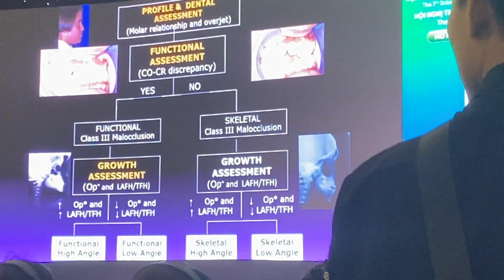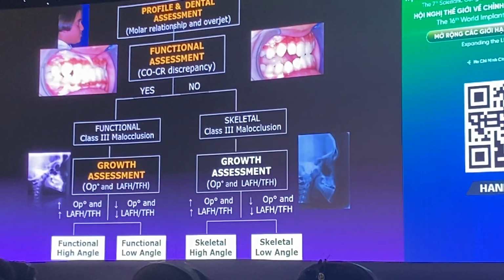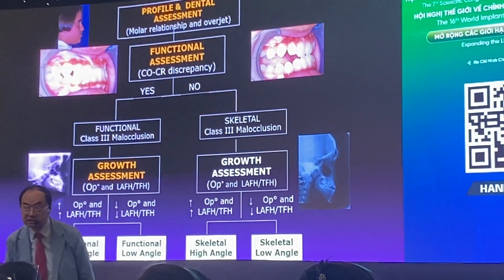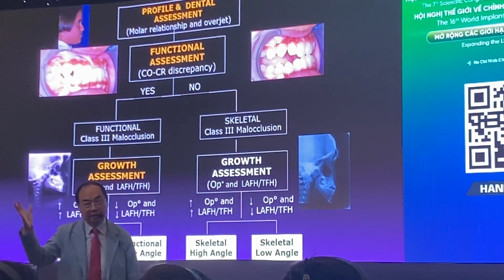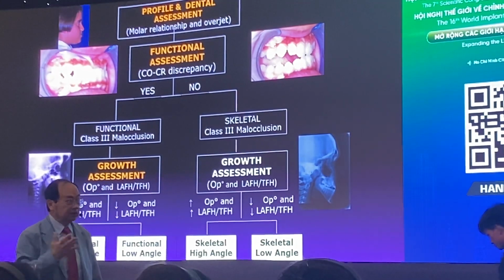Types of malocclusion with different occlusal plane inclination and also lower face height. All right? So once you've asked these three questions, then you're going to come up with 4 different types of class 3 malocclusion. And the one that is easiest to treat with the face mask will be the low angle functional type. Okay, remember that.